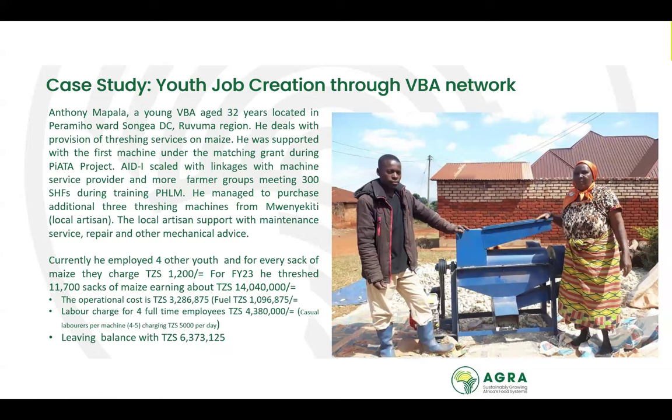We also connected him with one of the local artisans who provides maintenance and repair services for the machine. Around November last year, we tried to see his progress. Last year, he did a good number of threshing jobs. He employed four youth. By the end of the year, we were able to thresh more than 11,000 bags of maize and generate around 14 million Tanzanian shillings. When we remove some of the costs, you see they have 6 million. I cannot say this is profit, maybe there are some costs that are not taken on board, but we try to see the figures.